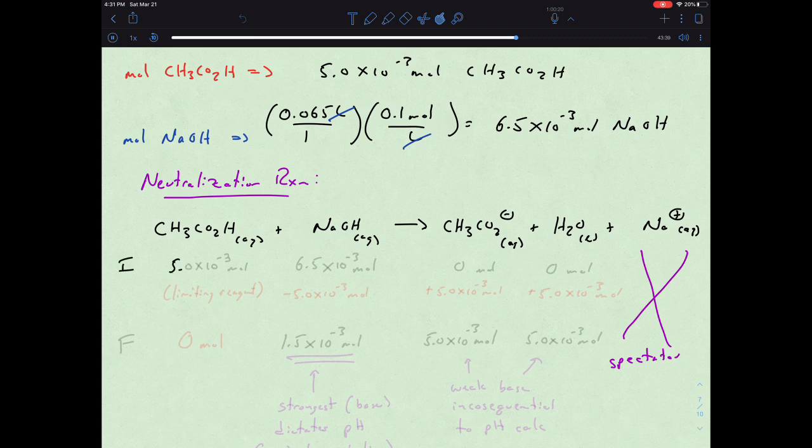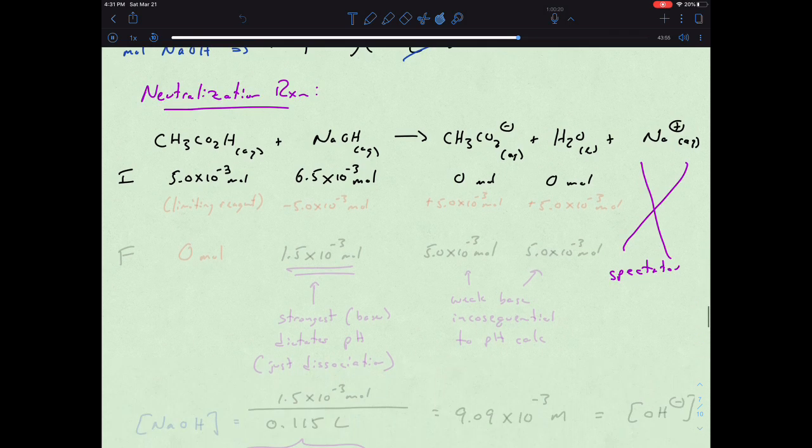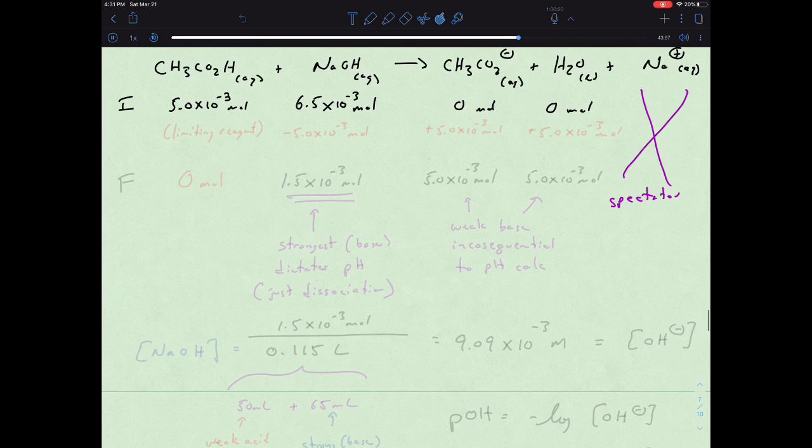And so initially we have our new mole values. You notice if you look back at all of these neutralization reactions, as far as the initial standpoint is concerned, the only thing that's ever changing is our moles of sodium hydroxide. Acetic acid is always 5 times 10 to the negative third. Acetate's always 0. H2O is always 0. Now our limiting reagent is the acetic acid.